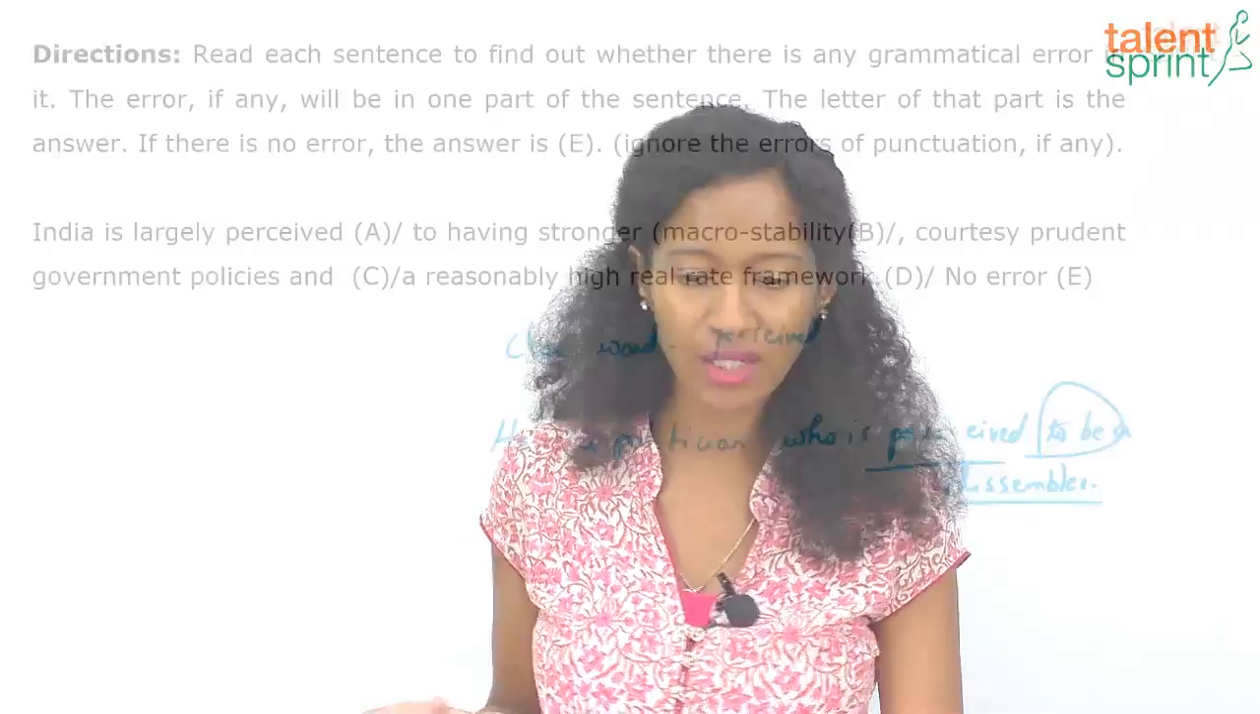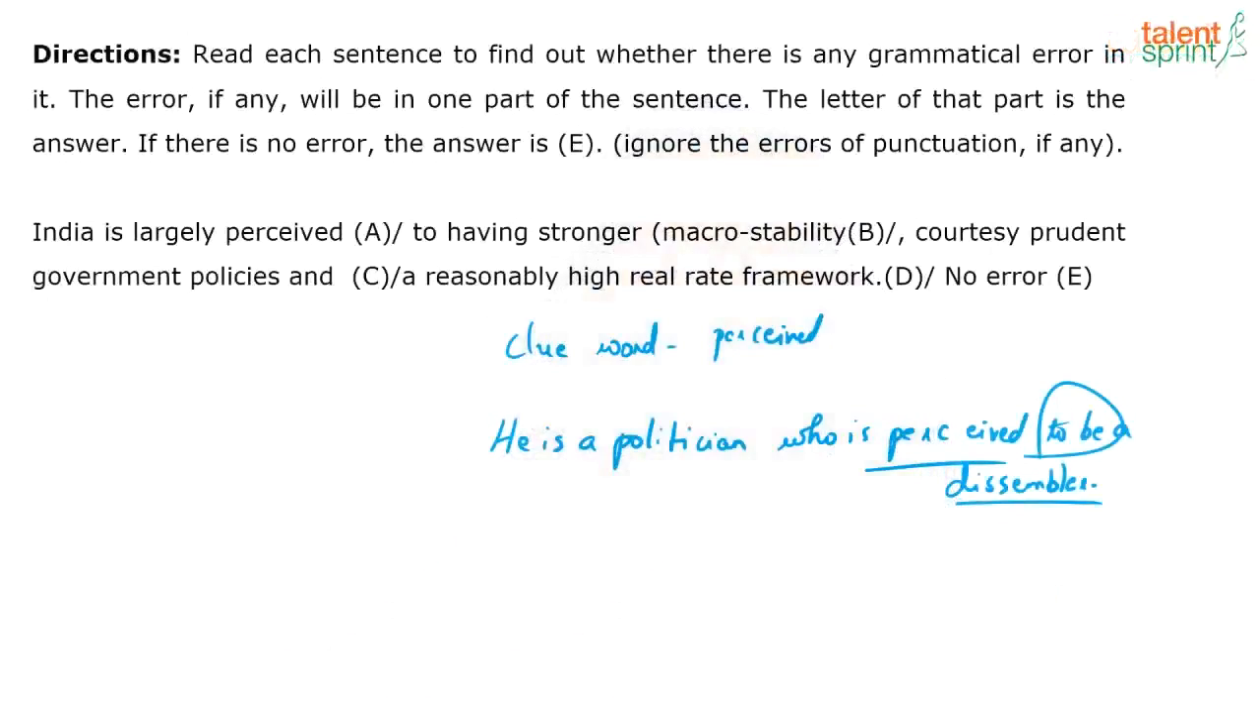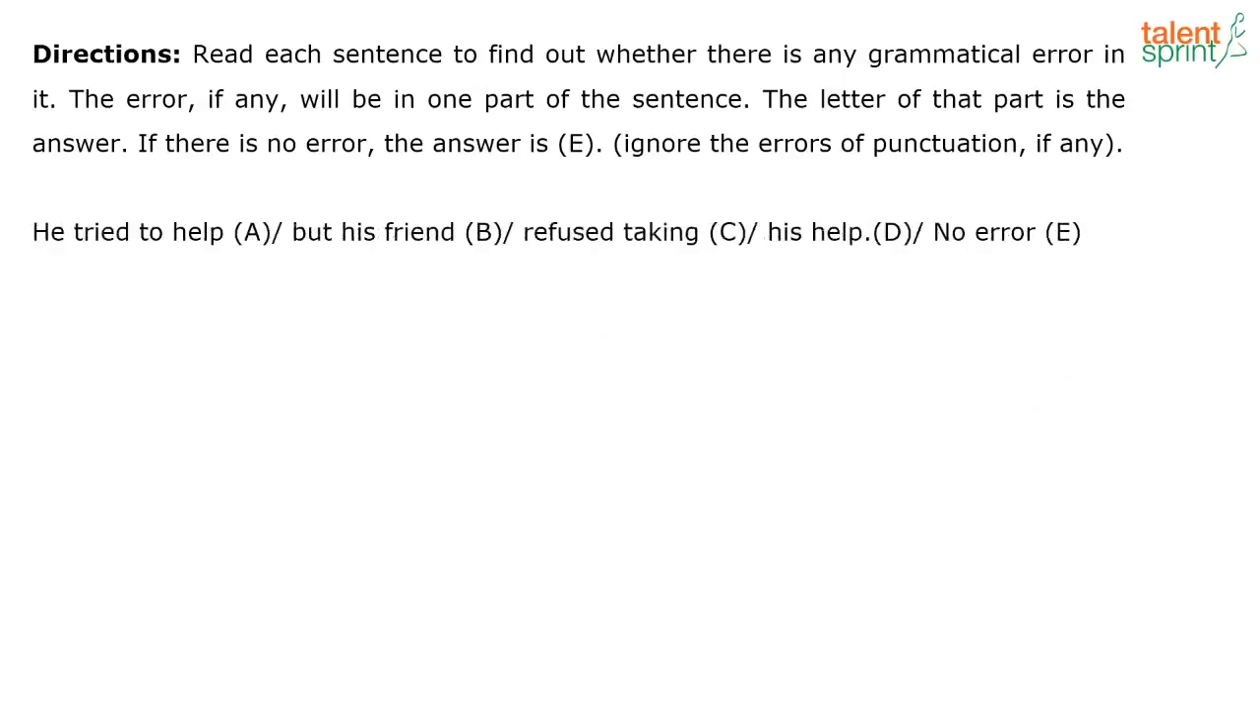Basically, he doesn't reveal his true self. That's a dissembler, right? So he is a politician who is perceived to be a dissembler. So that's our clue. And what we've noticed is there are always these clue words where the infinitive form is what follows, right? Let's do one more for this particular error type.